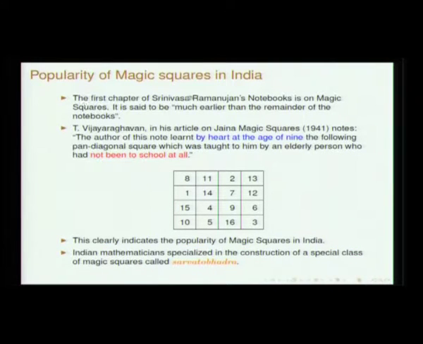In order to understand the popularity of magic squares, one notes that the famous mathematician Ramanujan in his notebook starts with magic squares, and we will be referring to Professor Vijay Raghavan, who has worked out some very interesting properties, which we will be discussing a little later. In his article on Jaina magic squares in 1941 he notes, the author of this note learnt by heart at the age of 9 the following pan-diagonal square, which was taught to him by an elderly person who had not been to school at all.